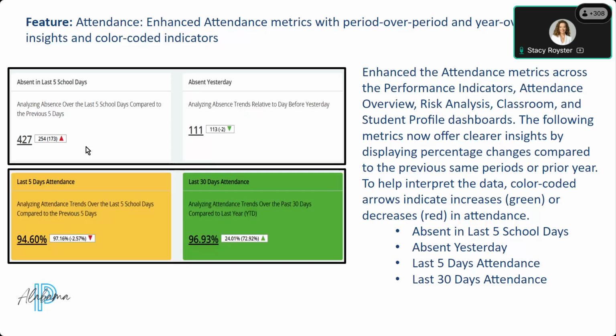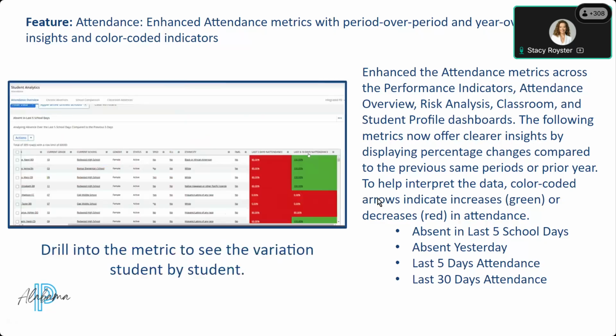Now, not only does this variation show on these individual dashboards, but remember our dashboards are drillable. So if you were to take any one of these metrics and dial into it to get to the student list, maybe looking at the list of kids who were absent in the last 5 days, and scroll all the way over to the right, they actually give you a column for the last 6 to 10 days. So it gives you that variation column as well.